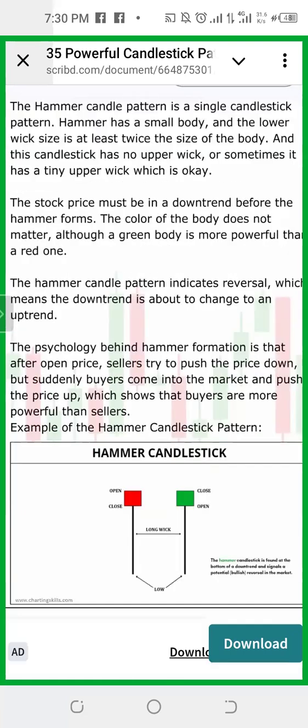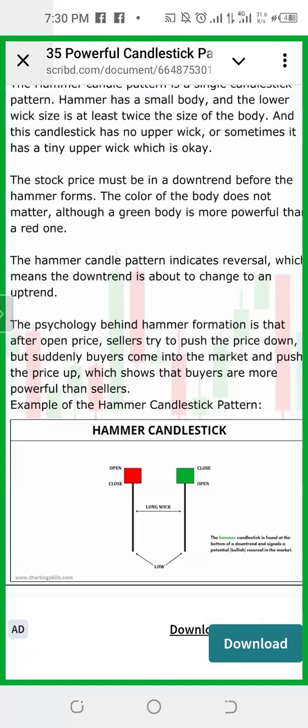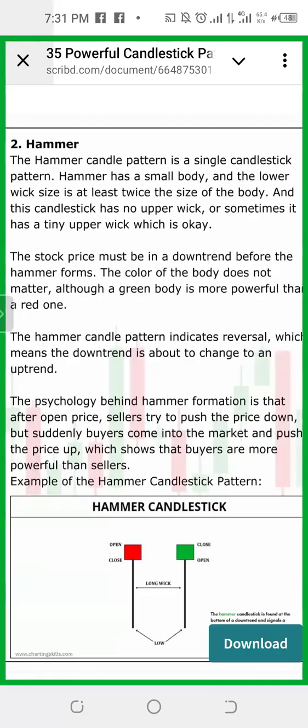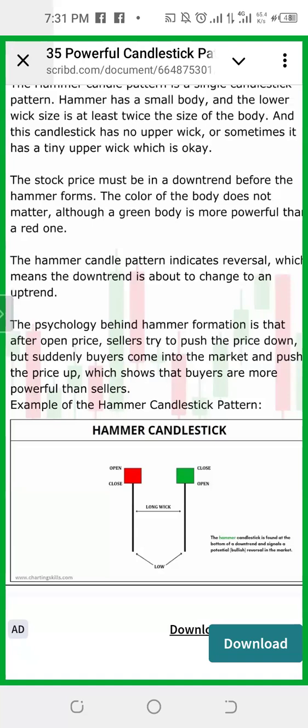So the moment you see this kind of candle, either red or green, it's showing you a sign that this market is about to go up. The psychology behind hammer formation is that after the open price, sellers try to push the price down, but suddenly buyers come into the market and push the price up, which shows that buyers are more powerful than sellers.